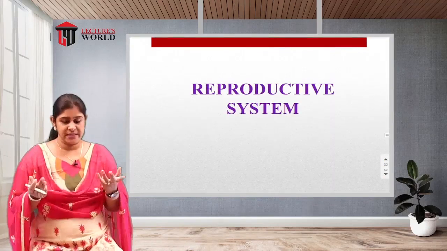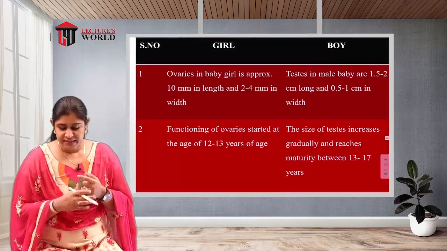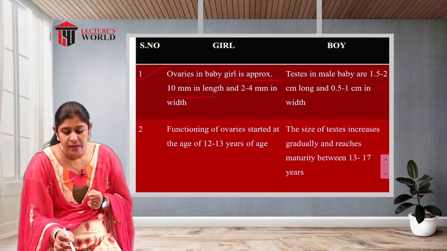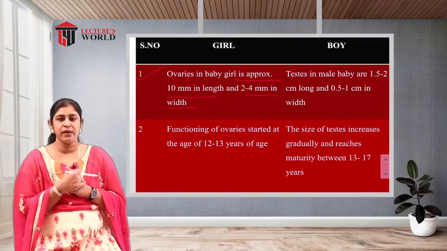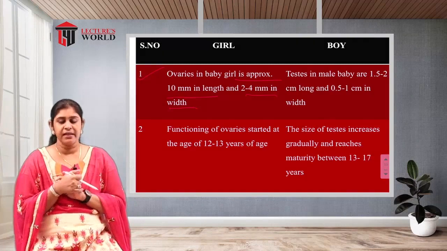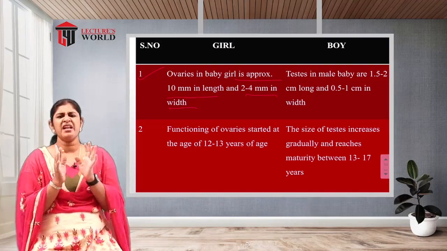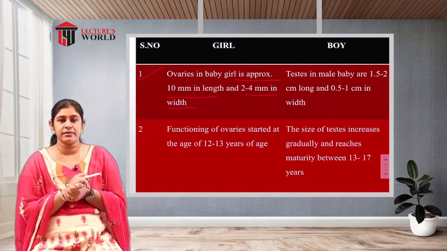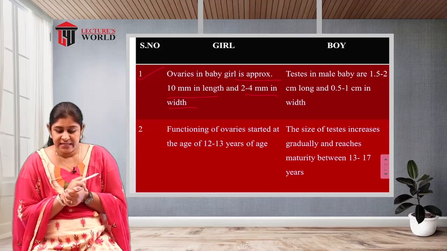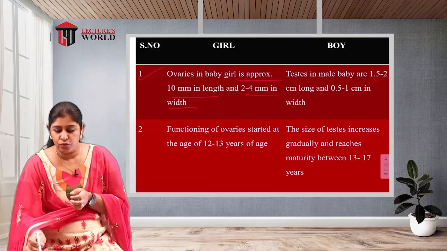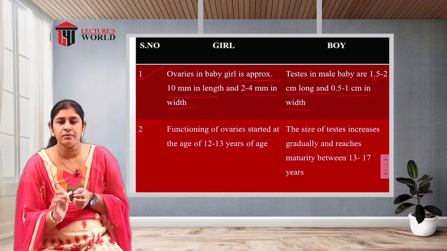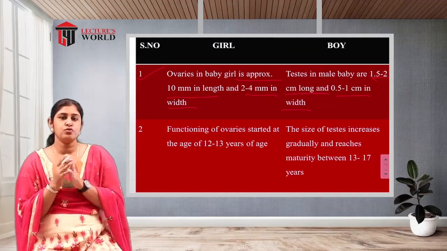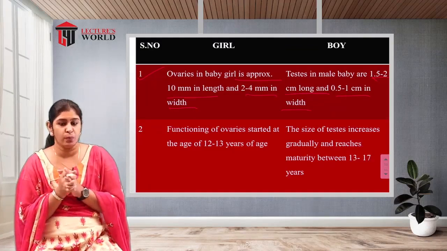Next comes the reproductive system. In the reproductive system, the ovaries in a baby girl are approximately 10 mm in length and 2 to 4 mm in width. Whereas in a boy, the testes in a male baby are 1.5 to 2 centimeters long and 0.5 to 1 centimeter in width.